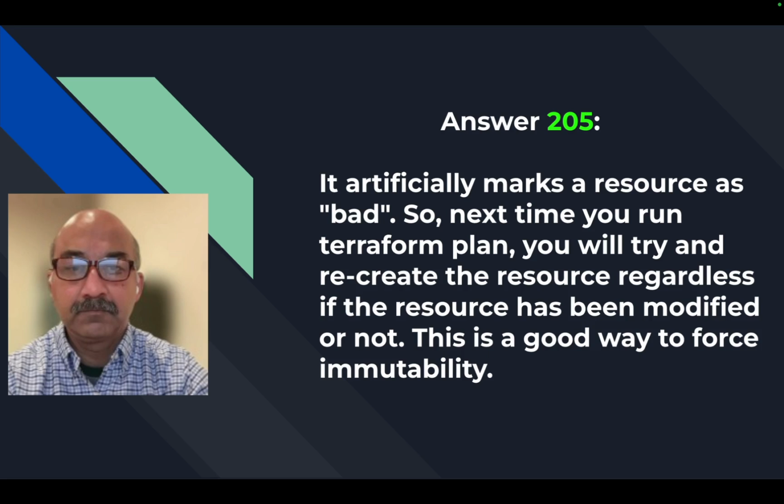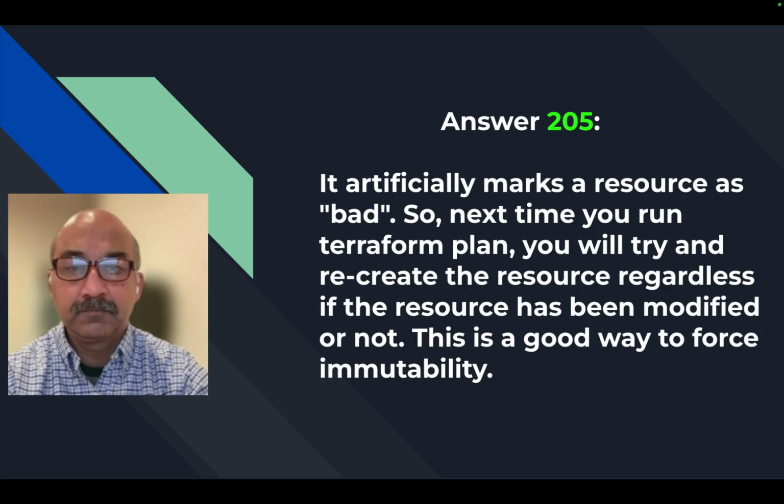Okay, so let's say that when you do a Terraform state list command, you have 10 resources that are in your code and also in the cloud, right? Let's say that when you do Terraform taint and the resource name, it artificially makes that resource kind of bad, right? Even though it's not bad in the cloud, right? So in your state, it just marks it as corrupt, or as if there's something wrong with it, right? So what will happen is next time when you run Terraform plan, it will try and recreate the resource regardless of if the resource has been modified or not.